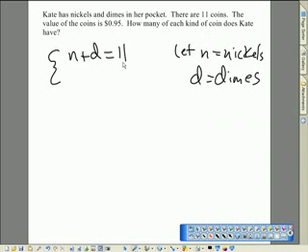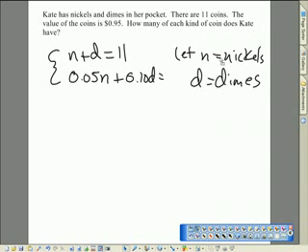What else do I know? Well, I know what their values are, right? 0.05 times the number of nickels, because nickels are worth 5 cents, plus 0.10 times the number of dimes has to equal what total? 95 cents.